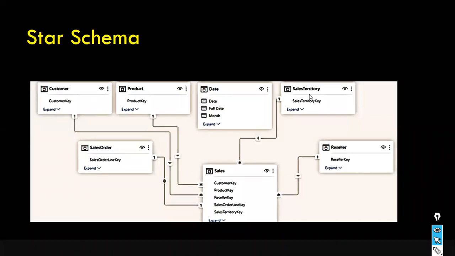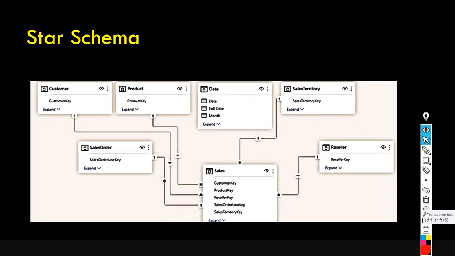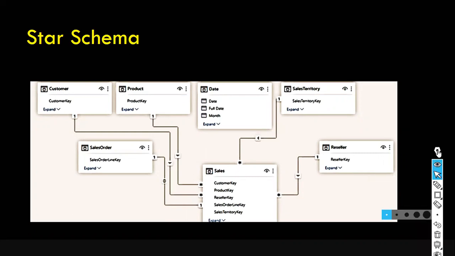Next one is star schema. When it comes to data warehouse or business intelligence, what is business intelligence? How many of you remember this term? So as part of any business intelligence project, any tool, reporting tool or ETL tool, everything falls under the term called business intelligence.